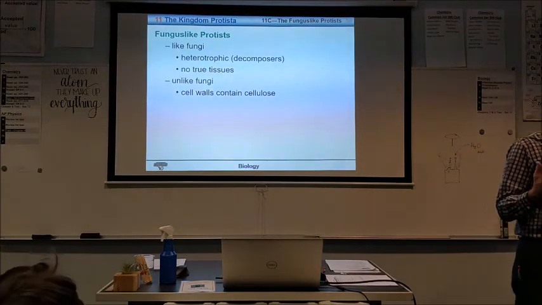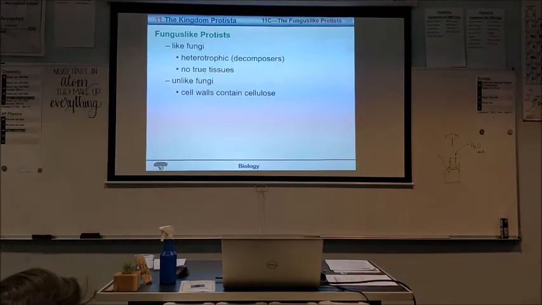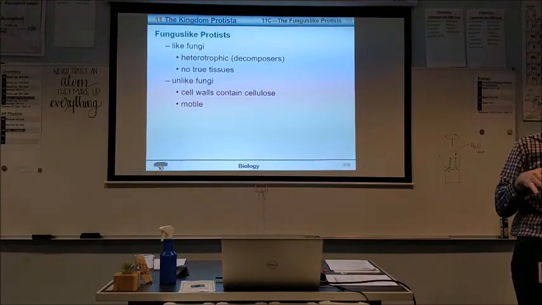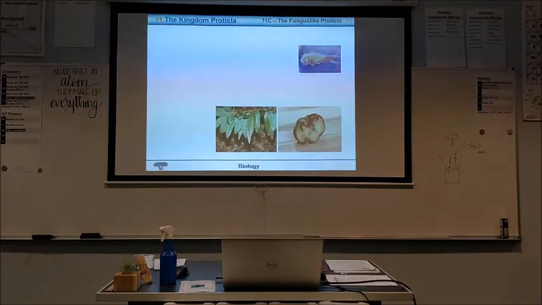Okay, they have no true tissues, so that's the reason why we can't put them in other kingdoms. They have no true tissues. They have cell walls that contain cellulose, not like some of the things that we talked about as algae. Some of them are capable of moving around, at least in some phase of their life cycle. They can move around a little bit.